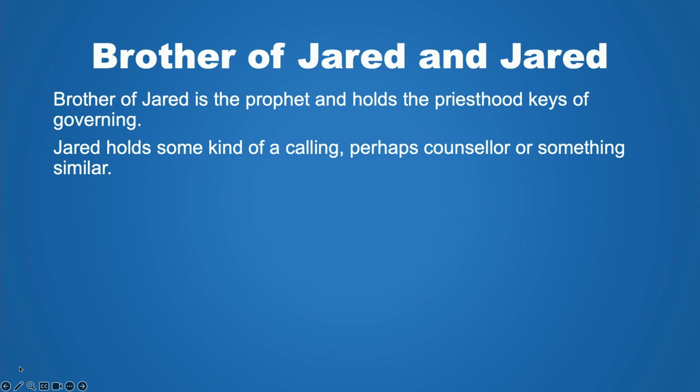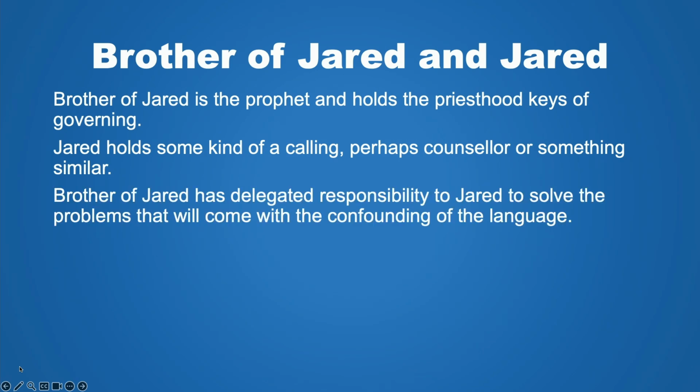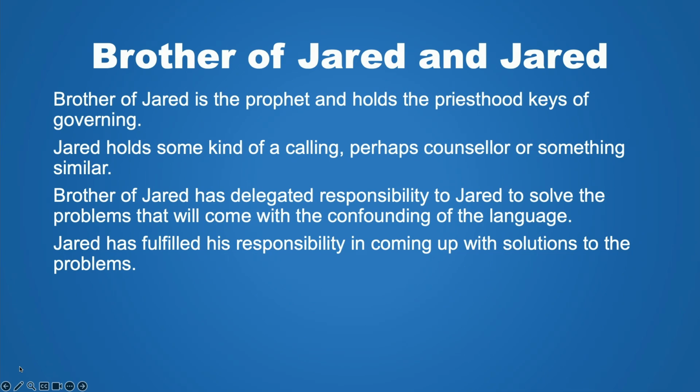It might be that Jared is either the civic leader, or he just holds some kind of calling as a counselor or something similar, and his responsibility is to solve the problem with the languages. The brother of Jared may have delegated this to Jared. Jared's trying to figure out how to solve the problems that will come when the languages are confounded. So he keeps going back, counseling with his priesthood leader, asking for help and talking to the Lord. They're counseling this all through from a position of callings.